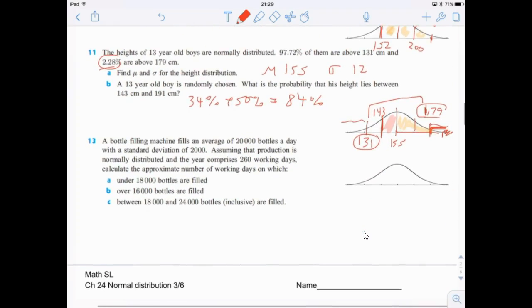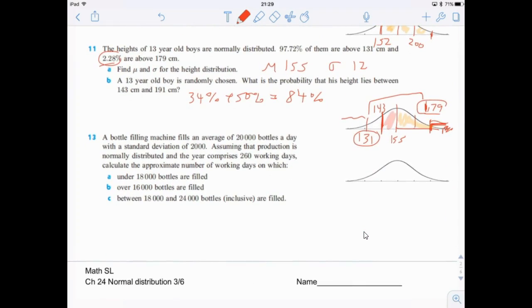Okay. Finally, number 13. A bottle filling machine fills an average of 20,000 bottles a day with a standard deviation of 2,000. So the mean is going to be 20,000. And the standard deviation is 2,000. So this is going to be 22K. This one's going to be 18K. Assuming that the production is normally distributed and the year comprises 260 working days, calculate the approximate number of working days on which under 18,000 bottles are filled. So under 18,000, that would be this section here. And we know that this section here is equal to 50 minus 34%, which is 16%.